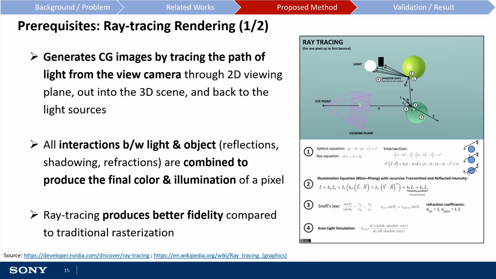All of these interactions are combined to produce the final color and illumination of a pixel that is then displayed on the screen. The primary advantage of ray tracing over rasterization is its ability to produce significantly more realistic lighting effects, including reflections, shadows, and refractions, by simulating the actual behavior of light in a scene, resulting in a much more immersive and lifelike visual experience.